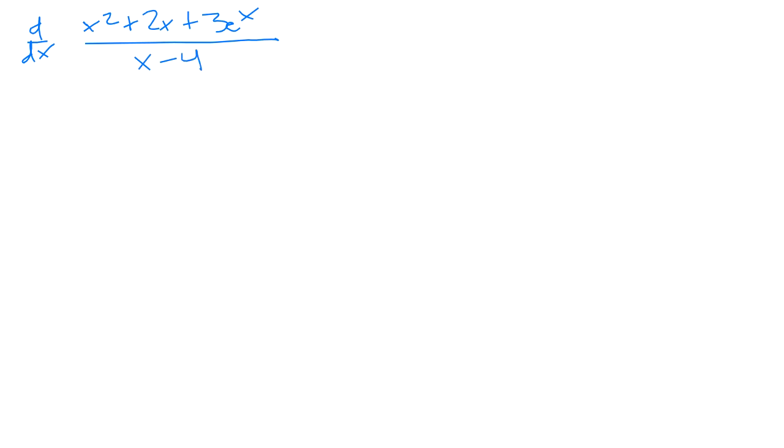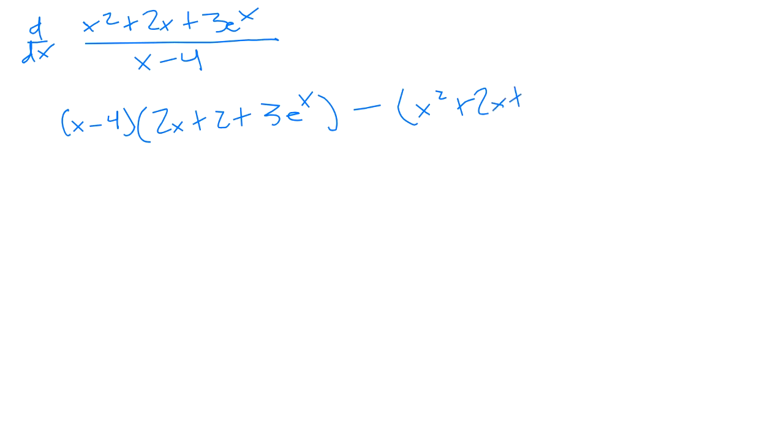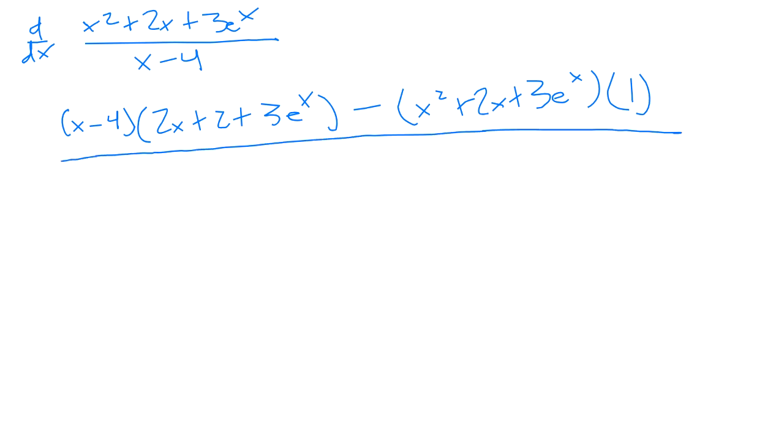So we know that our bottom function is x minus 4, so we can go ahead and say we have x minus 4 times our derivative of our numerator, which we said is going to be 2x plus 2 plus 3e to the x, minus our numerator, which is x squared plus 2x plus 3e to the x, times the derivative of our denominator, which is just 1, all over the denominator squared.